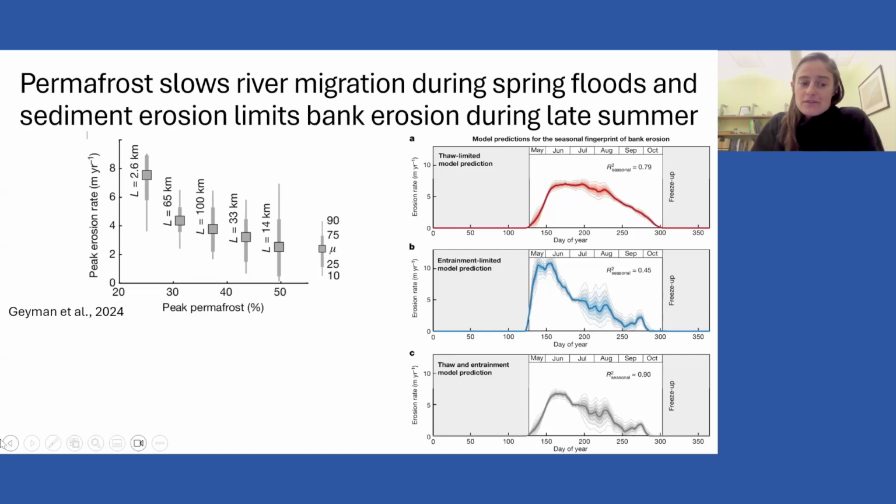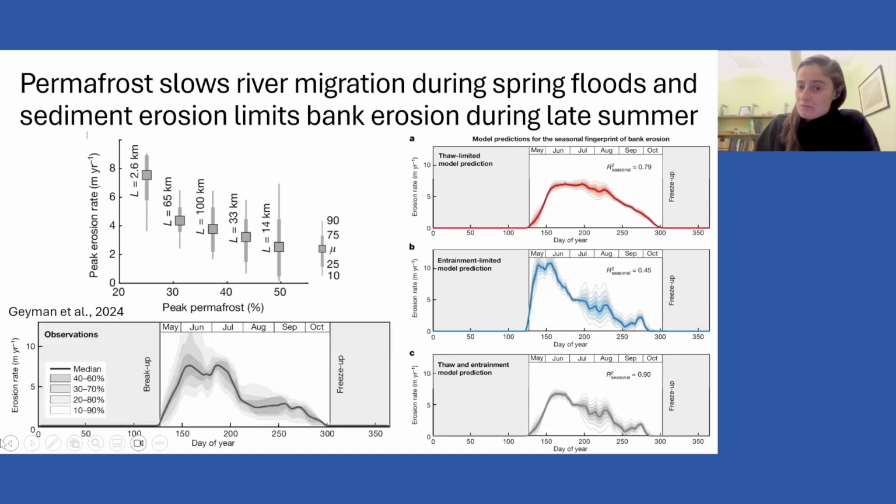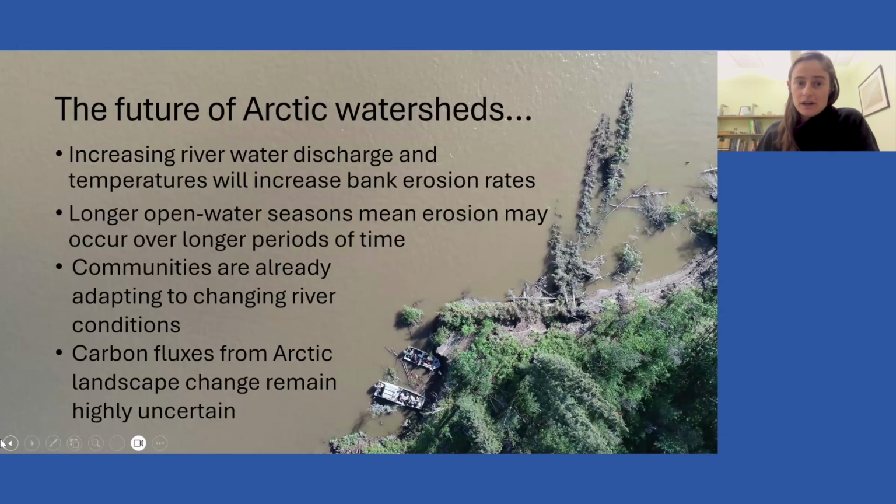What we see if we compare this to actual measurements of erosion rates is that the combined thaw and sediment entrainment model works quite well. So this seems to do a good job in modeling how quickly rivers should erode at present and then as the climate changes. Okay, so what's going to happen in the future?